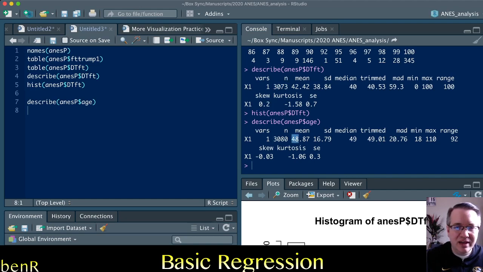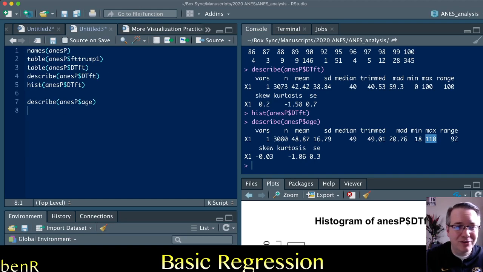You can see that the average age is 48.8. Did I say age up here? I might have said that the average age. If I did, what I meant to say is the average rating of Donald Trump on the feeling thermometer is 42. And the average age is 48. The standard deviation is 16.7. You can also see that the minimum age is 18 and the maximum age is 110.